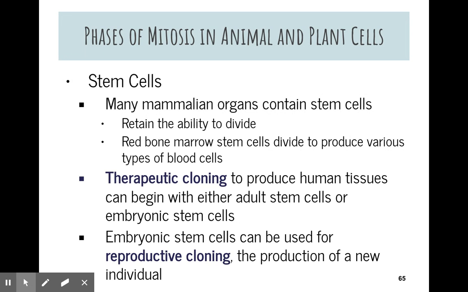Okay. We have therapeutic cloning and reproductive cloning. Therapeutic cloning is to produce human tissues that can begin with either adult stem cells or embryonic stem cells. Embryonic stem cells can be used for reproductive cloning, or the production of a new individual. Scientists right now are looking a lot into therapeutic cloning. When we talk about therapeutic cloning, it's basically using our own cells to harvest our own types of tissues. If we can harvest our own tissue, then we can repair damage to organs.